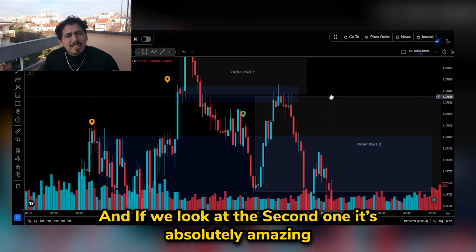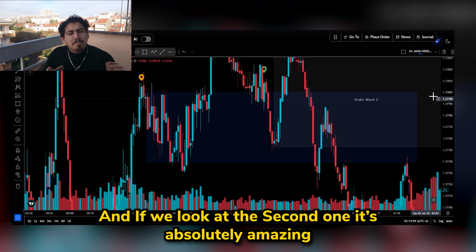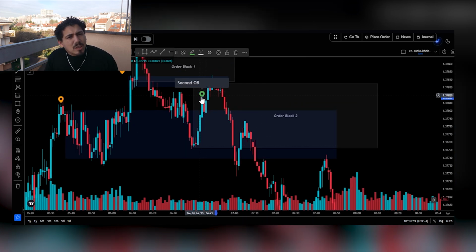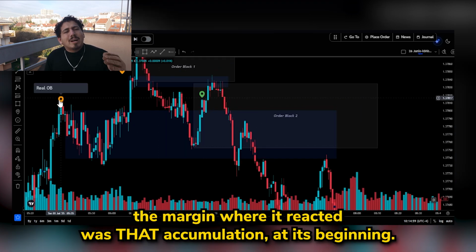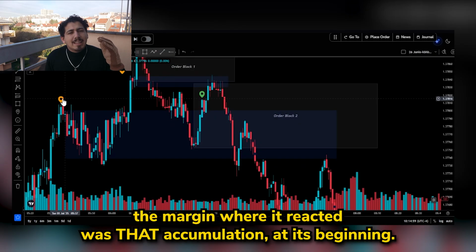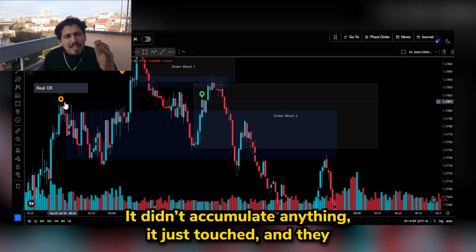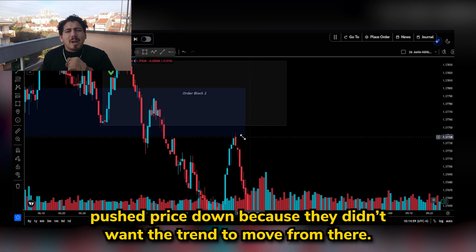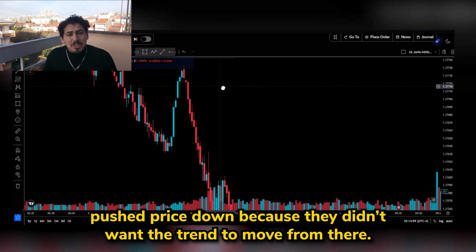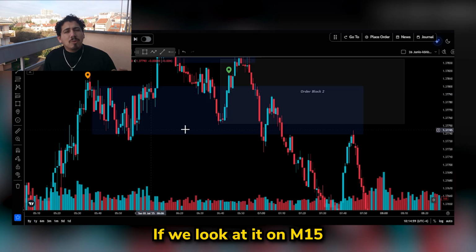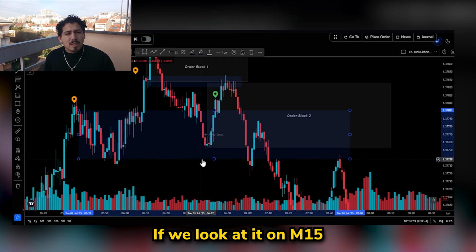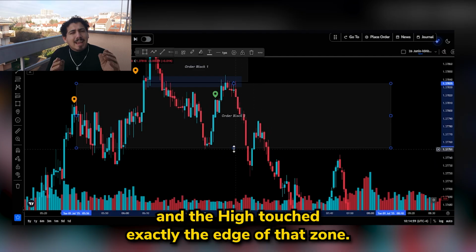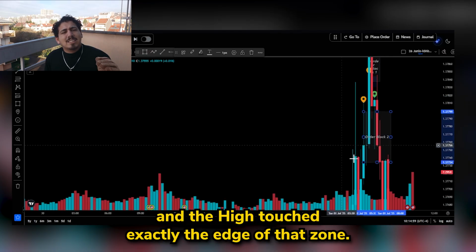And if we look at the second one, it's absolutely amazing to see that it aligns with the previous accumulation. The margin where it reacted was that accumulation at its beginning. It didn't accumulate anything. It just touched and they pushed price down because they didn't want the trend to move from there. If we look at this on M15, we can see it's an entire zone and the high touched exactly the edge of that zone.